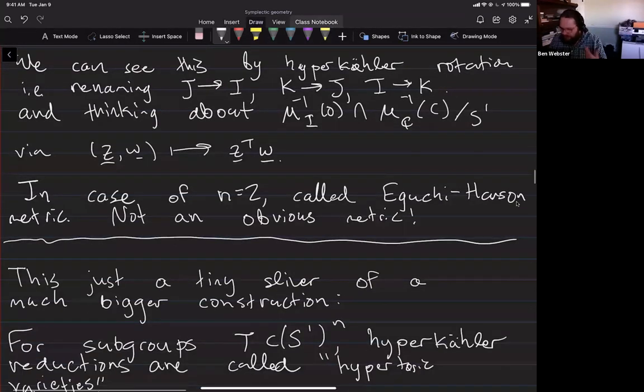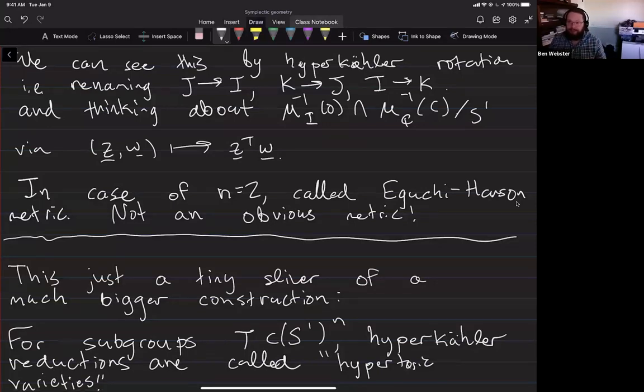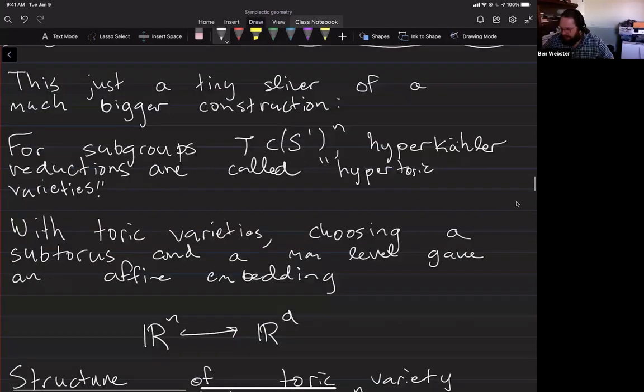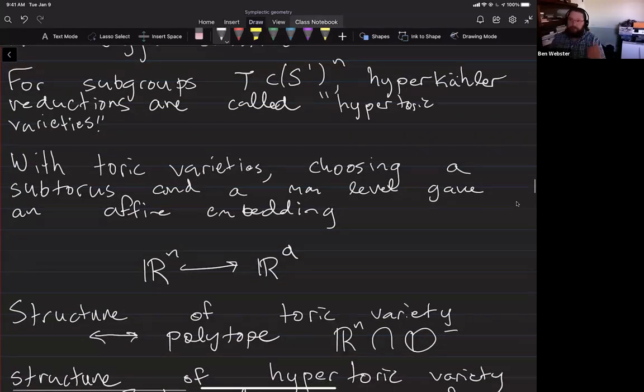So this is just one simple example of a whole zoo of constructions you can do. One special case that I like very much is to take subgroups of this circle action. When you do hyperkähler reductions by those, they're called hypertoric varieties, or there are some people who insist that's a bad name, that they should be called toric hyperkähler varieties, which I think is awful. So what can you do?